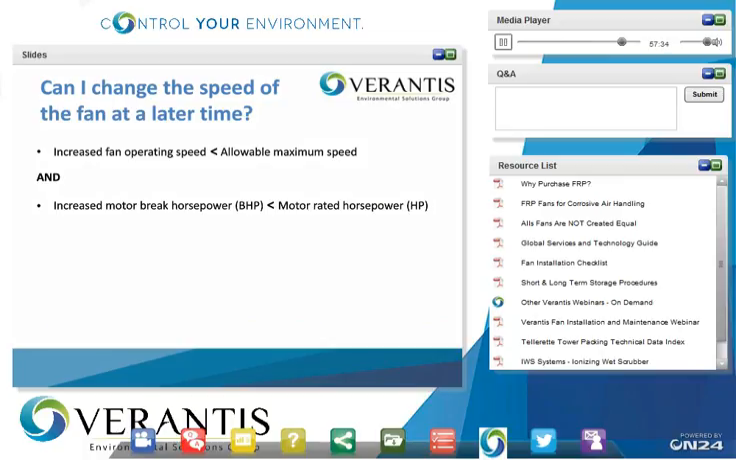Can I change the speed of the fan at a later time? Well, the answer is yes and no. First of all, we need to find out what the performance would be, what the RPM required, and then find out what class of fan you have, whether you would exceed the maximum allowable speed of the fan. If the fan will stand the RPM, then the next thing you have to look at is your motor to make sure you have enough brake horsepower so you don't overload the motor.